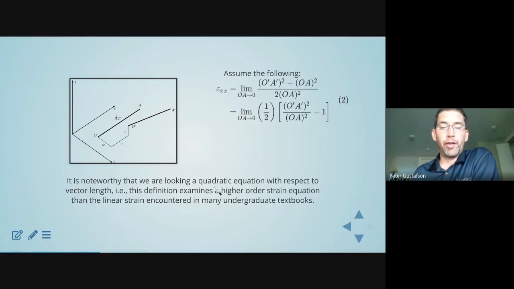It's noteworthy that we have a quadratic equation, so it's no longer linear with respect to the vector length. So this is a higher order approximation of what strain is. The previous version we gave you was linear. This is a second order version.